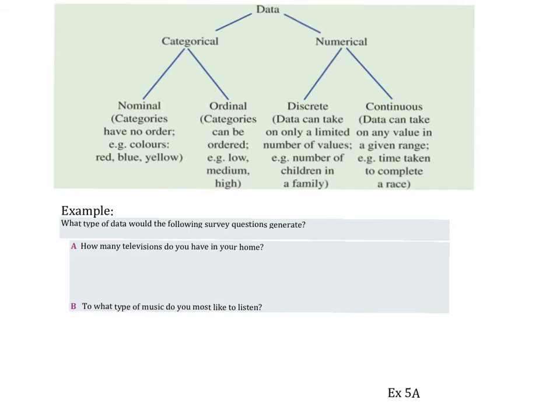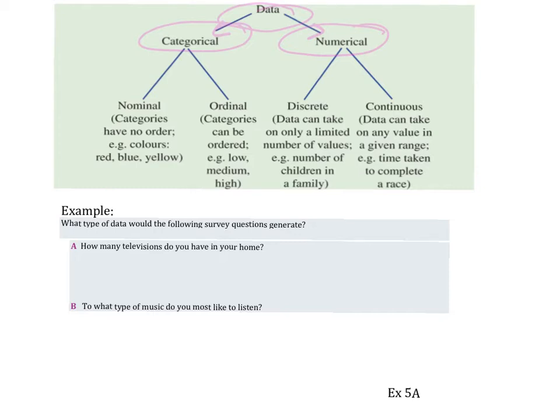So we have this broad umbrella called data. Anything that we collect is data, and it is characterised then into either categorical data or numerical data. Let's start with the categorical. Categorical, categories. So hair colour: red, yellow, blue, black. All of those are categories. They are words which are used to describe our variable.